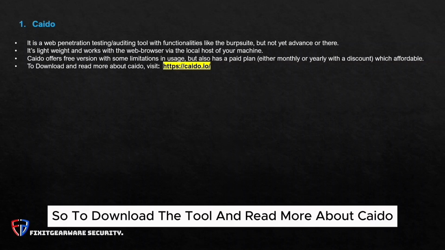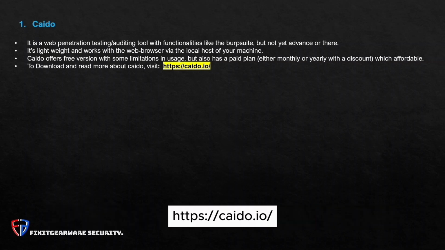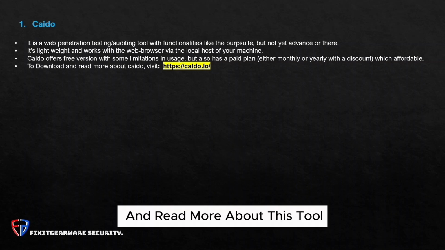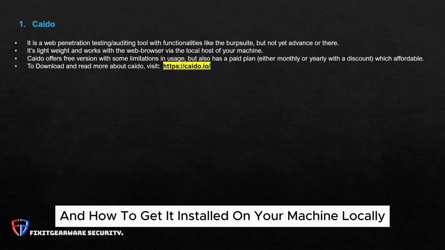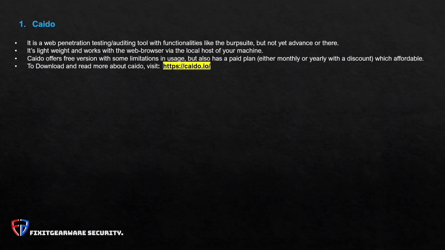So to download the tool and read more about Kaido, we suggest you visit https://kaido.io/ and read more about this tool and how to get it installed on your machine locally running on VirtualBox.